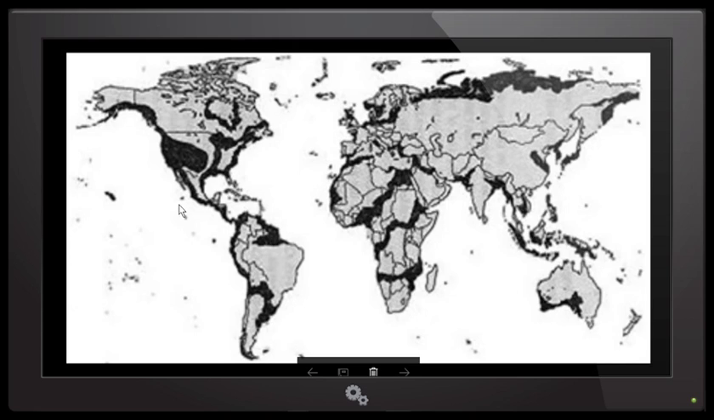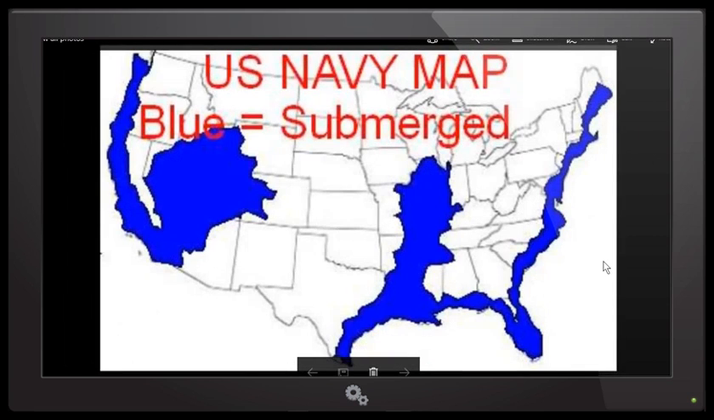Now, the areas that are in black, all through here along the eastern coast of the United States, going all the way down to South America, this kind of resembles the U.S. naval map. So maybe whoever developed this map copied the map of Edgar Cayce.